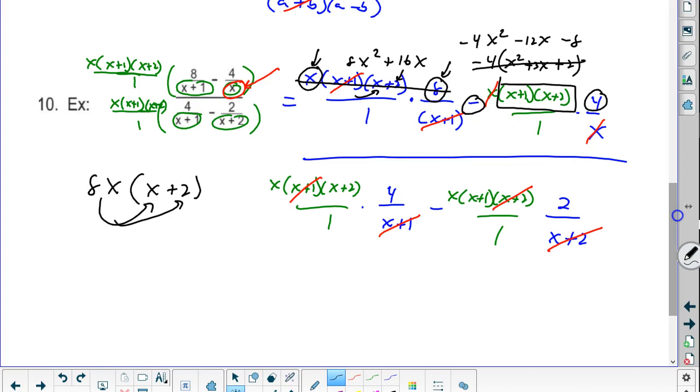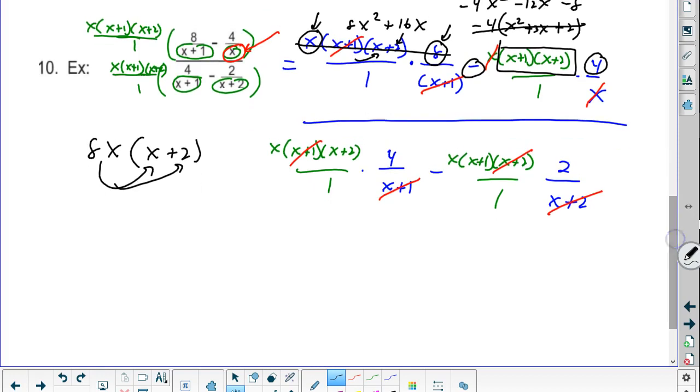Now I got to play with the bottom. Look, so here's the bottom. X times 4 is 4x. And I'm going to distribute the 4x to the x plus 2. So, oops, get rid of that. So 4x times x is 4x squared, and 4x times 2 is an 8x. That's that.